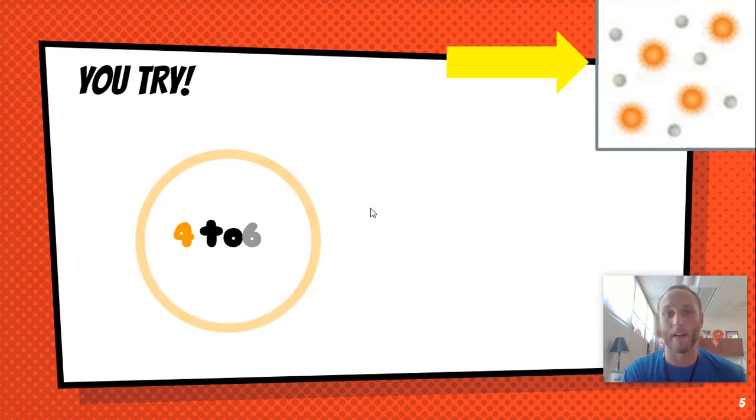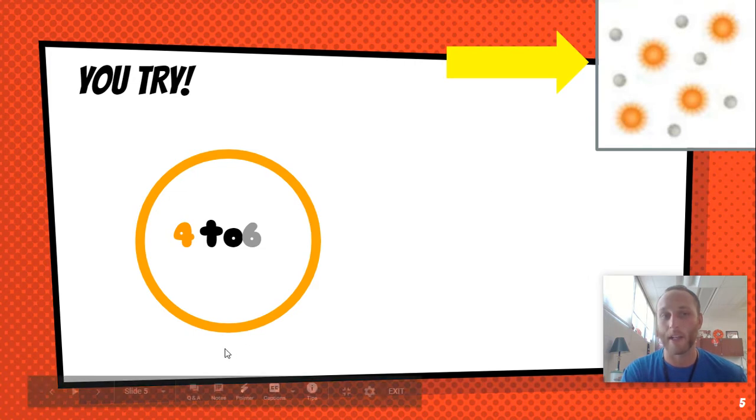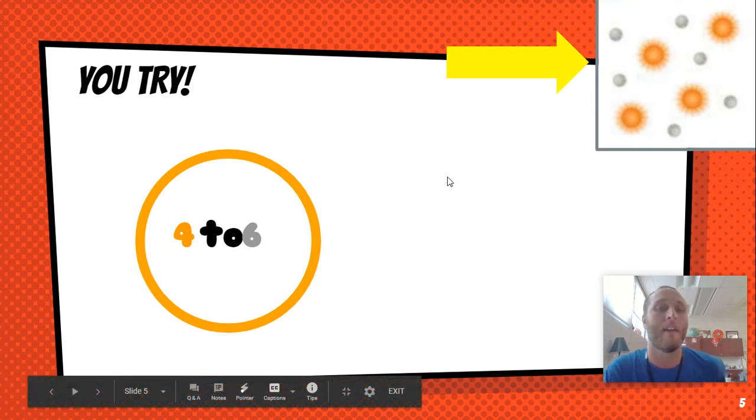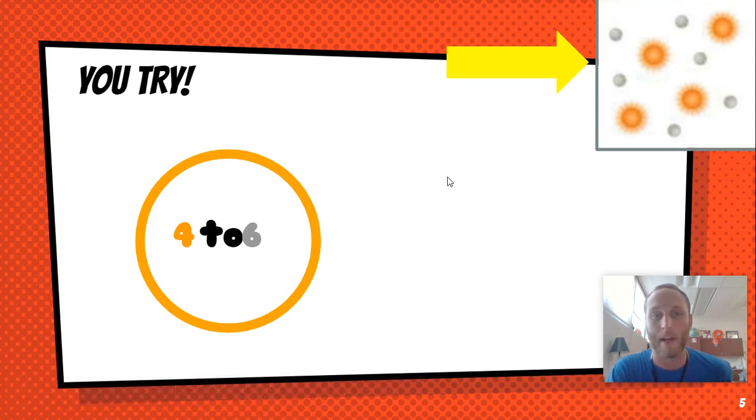I'm going to have you try here. So I'm looking over here at the picture. I see there are 4 suns and there are 6 moons. So I can write that 4 to 6. All right, go ahead and try the next way. Use the colon here. How would I write that?